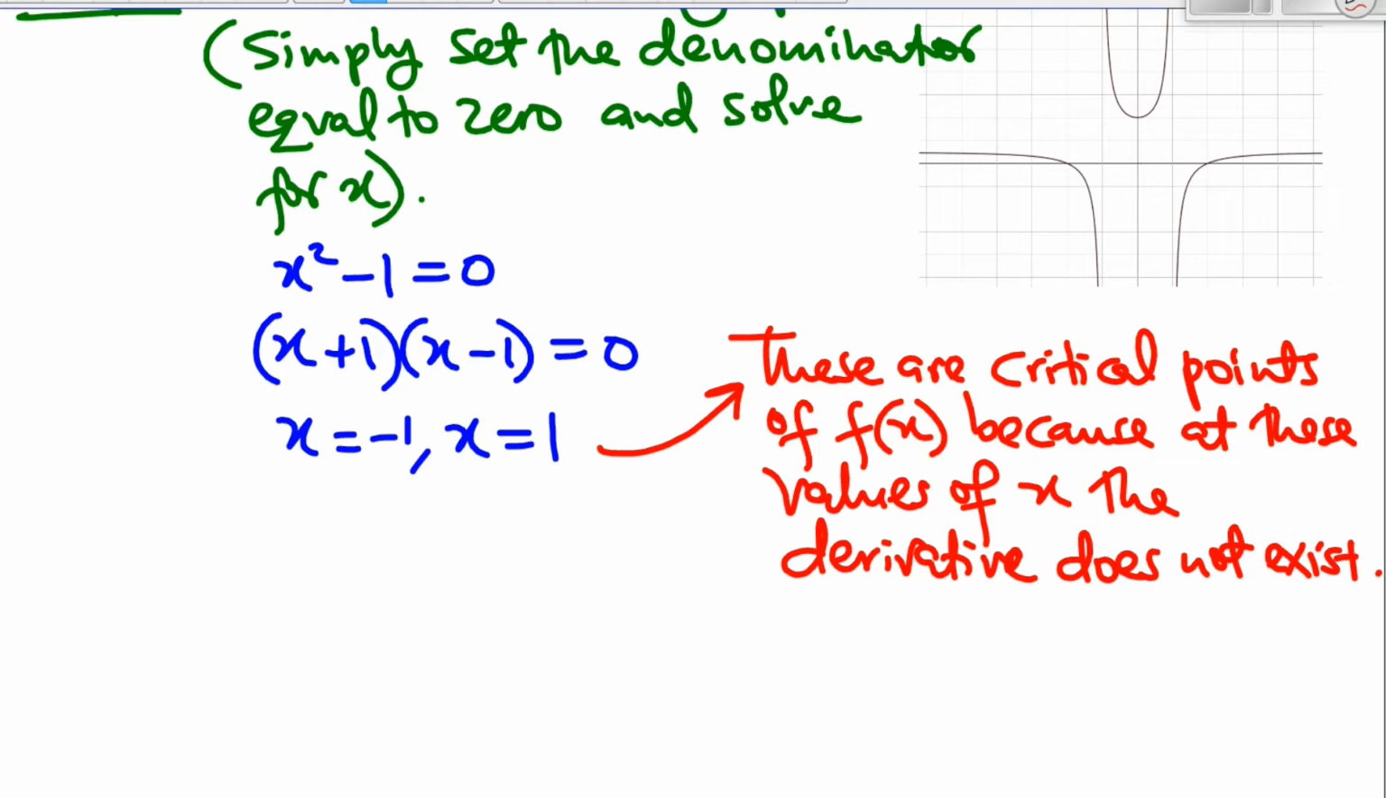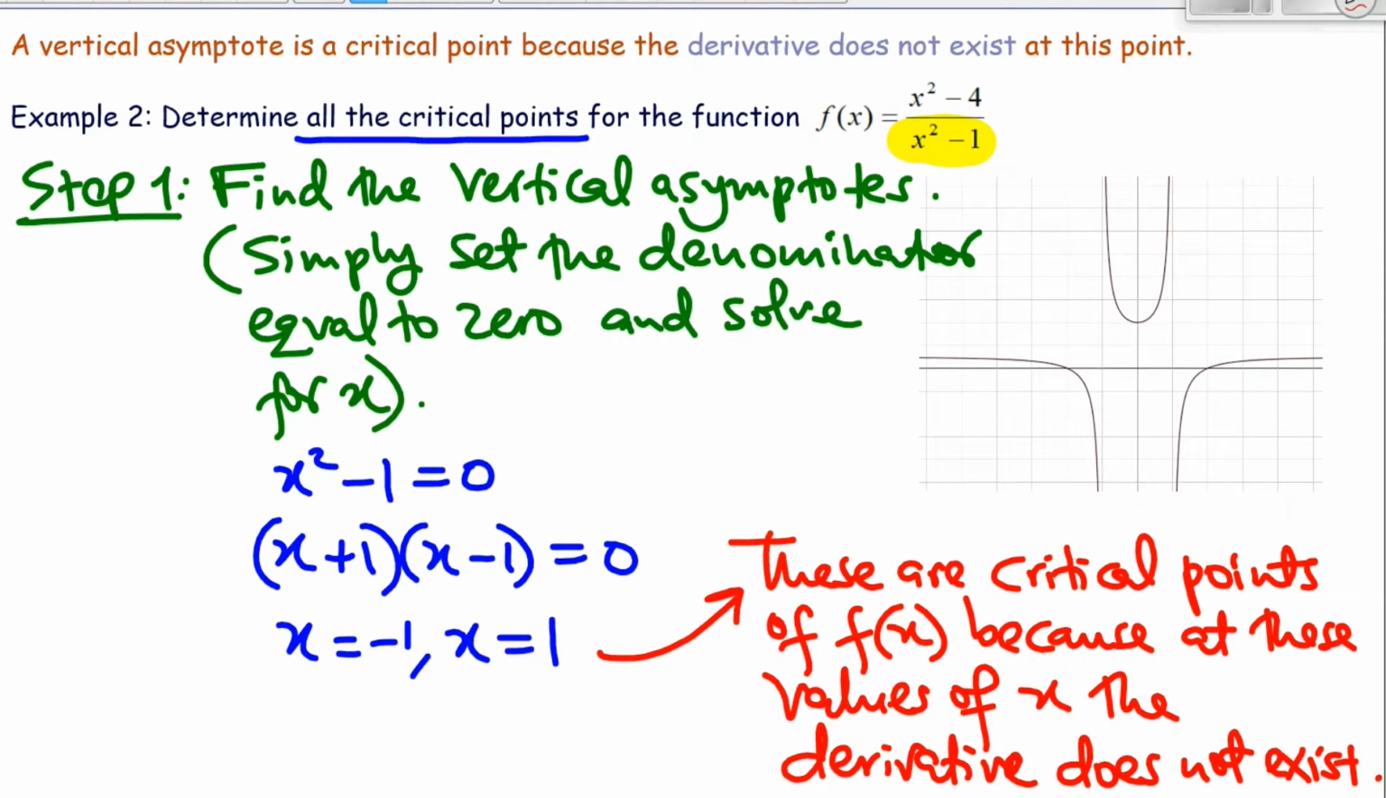Okay, so these are the first two critical points. We need to find others. Remember, at these points here, the function does not exist. And these are the points that I'm talking about here. Okay, the function does not exist, which means if the function does not exist, the function is not continuous, we cannot find a derivative at that point. So they're critical points.